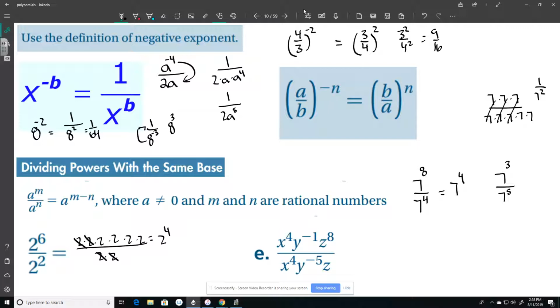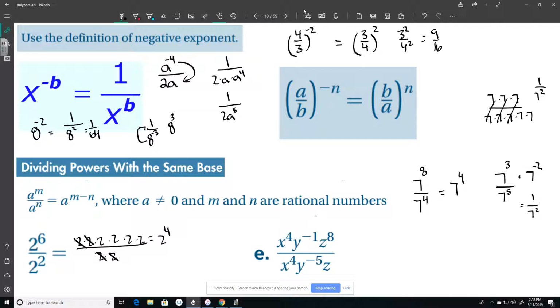I can do it the long way like that, or 3 minus 5 is negative 2. So this becomes 7 to the negative 2 power, which we just learned is equal to 1 over 7 squared. Either way gets you the same answer. I think the easiest way to look at it is, are there more on top or bottom? Look at how many more, and that's what's left over. So let's do that in this example right here.